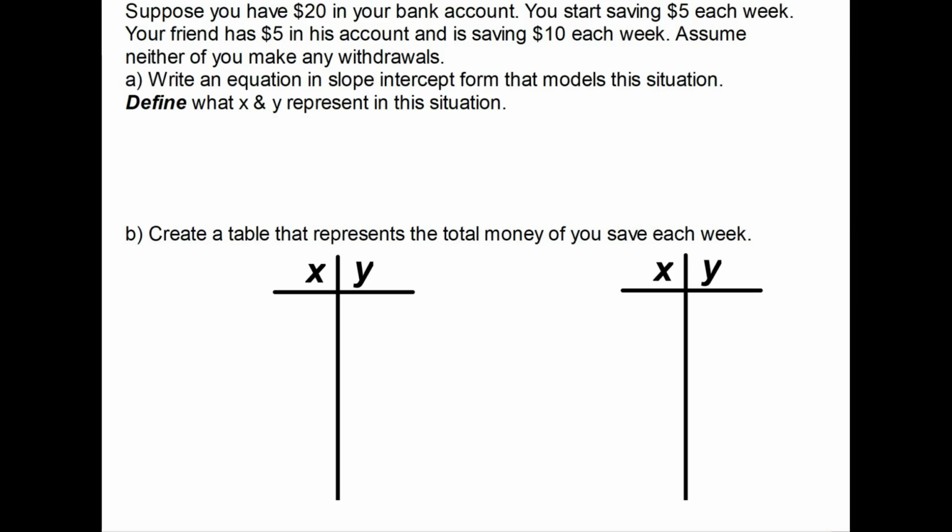Okay, so we know how to define x and y. We look for the rate of change, and the rate of change will tell us what our x and our y is. So for the rate of change, we look for words like each, every, or per connected to a number, something that shows that some number is changing over a certain amount of time. You start saving $5 each week, so that's my rate of change, $5 each week. And so we know it's change in y over change in x.